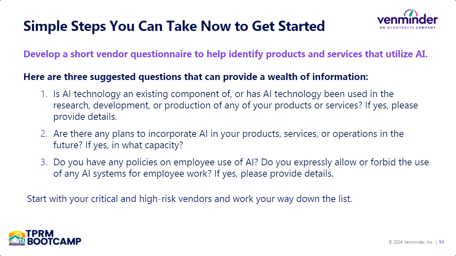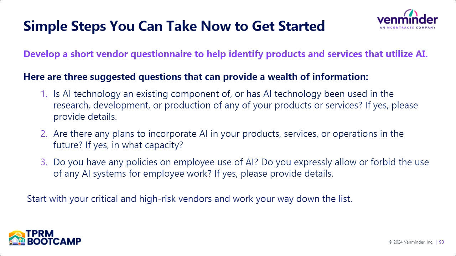So right now, if you have nothing, a really good way to get started is to just create a very short vendor questionnaire that you can send out to your vendors to get that information if they're using AI. There are 3 questions that can provide a lot of information. The first one is: is AI technology an existing component of, or has it been used in, the research, development, or production of any of your products and services? And if yes, tell us about it.